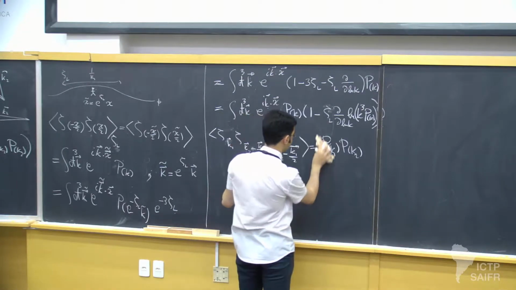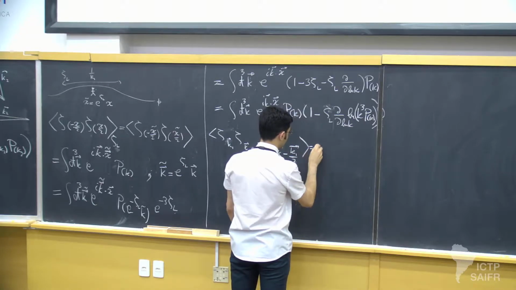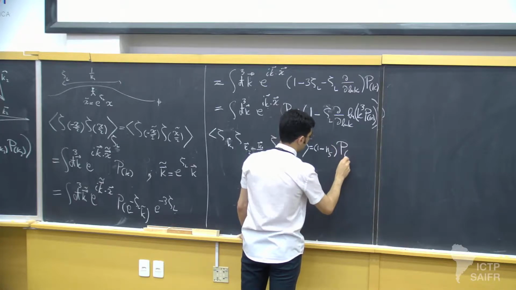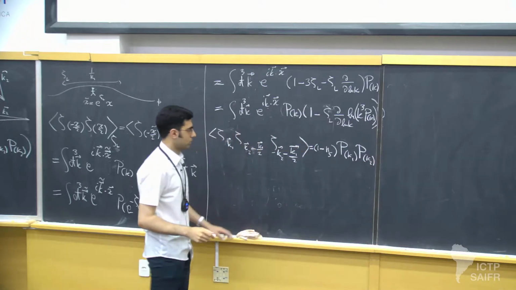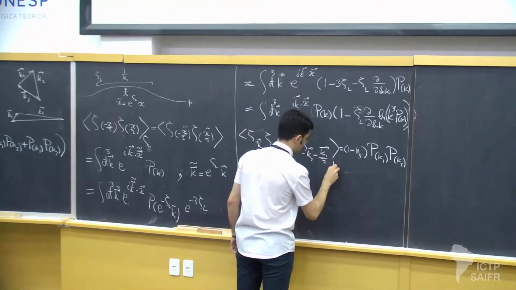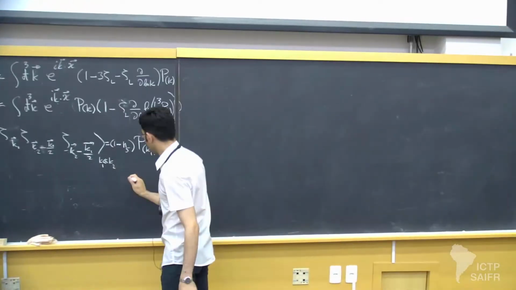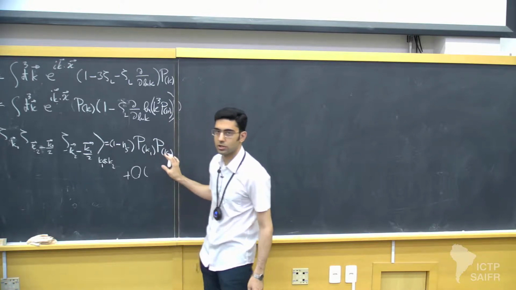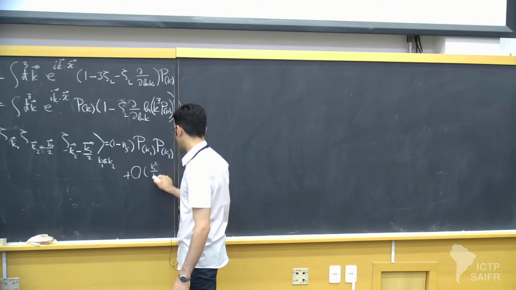Therefore, the full answer is, let me try to fit it in here. The full answer is 1 minus ns times P of k1, P of k2. Assuming that k1 is much less than k2. So the corrections to this expression, the relative corrections to these expressions, are of order k1 squared over k2 squared.